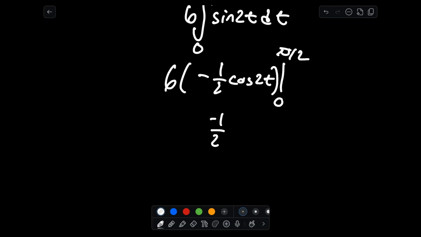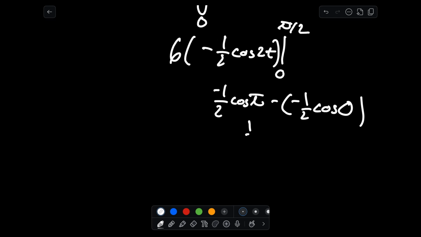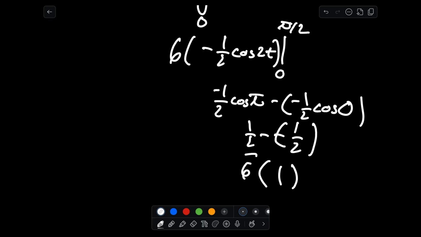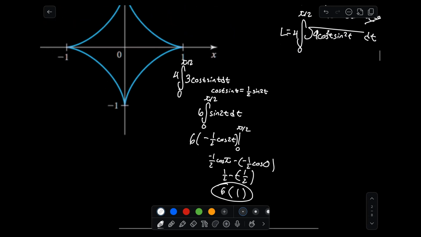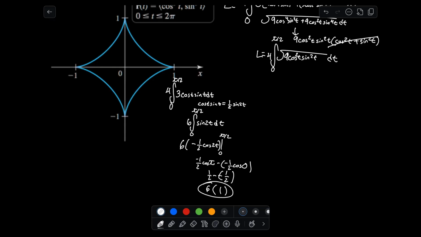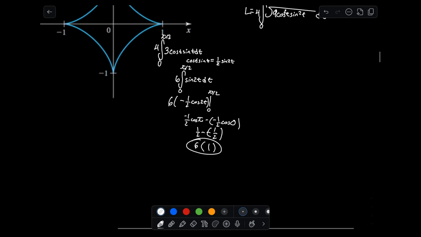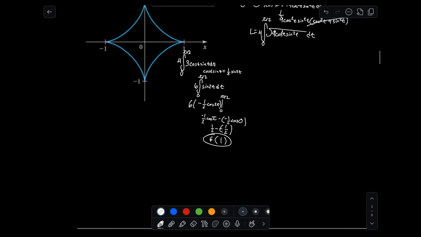Negative 1/2 cosine of pi minus negative 1/2 cosine of 0. So cosine of pi is -1, so it's going to be 1/2 minus -1/2. It's going to be 1 times 6. So our answer is going to be 6, which is kind of funny because you look at a shape like this, you wouldn't imagine it to be a whole number. You'd think it'd be some constant times pi, but in fact, it does give you 6 as a final answer. So yeah, pretty cool.